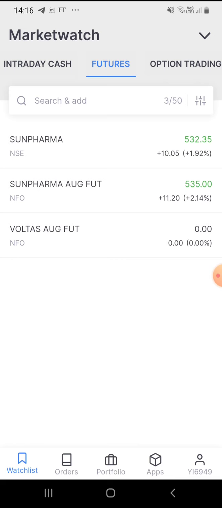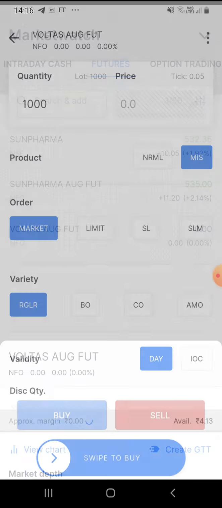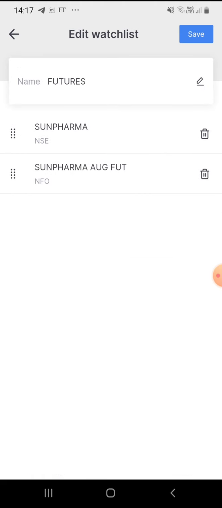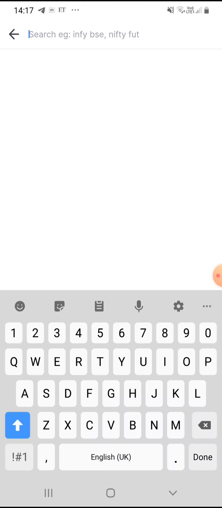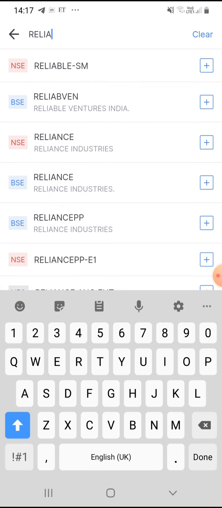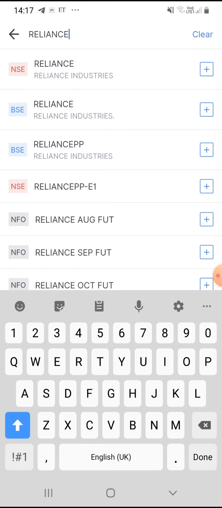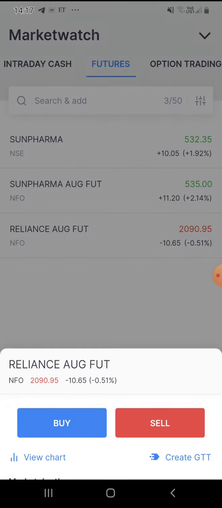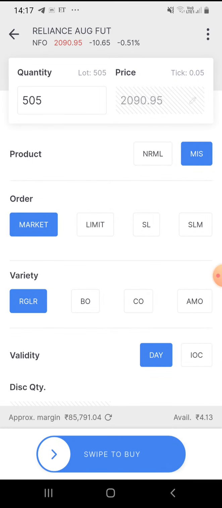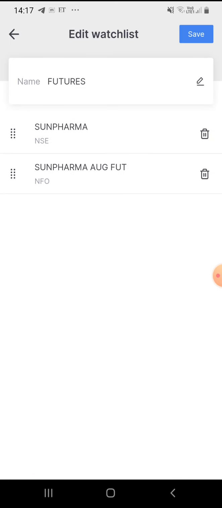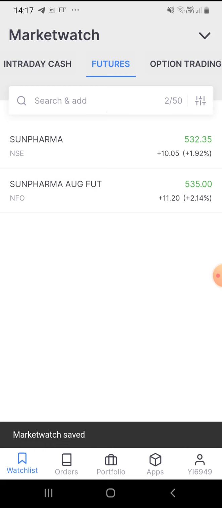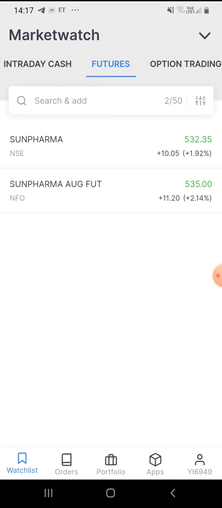Anyway, value is not important for us now. So let's take 1000 shares, yes, 1000 shares. One more share I will take. Which one do you need to take? Reliance we can take, right? Just type Reliance. Reliance August future came, just select. It will be 505 shares. You don't need to memorize it, you will learn with time and experience. You will know for most shares how much the quantity will be. So you saw one more thing, that the quantity will be different for different shares.